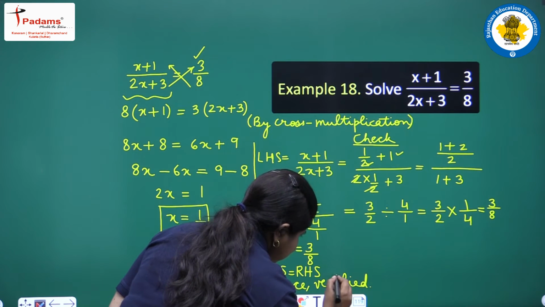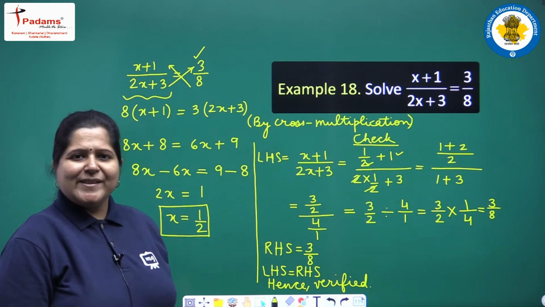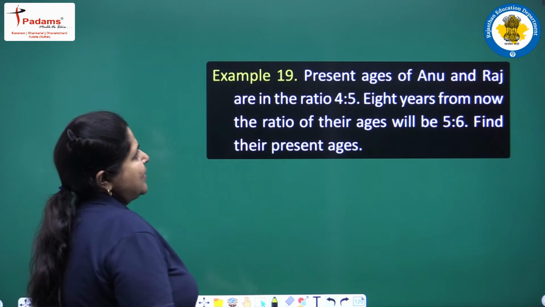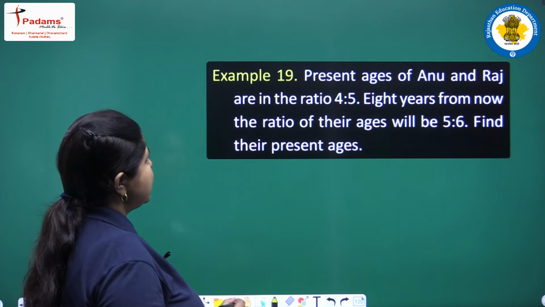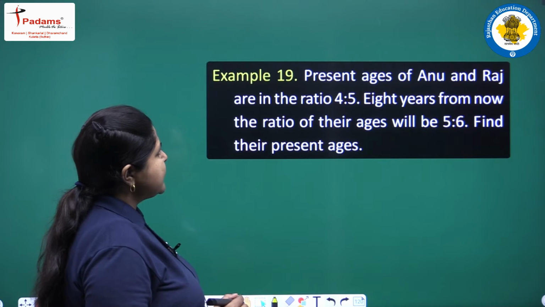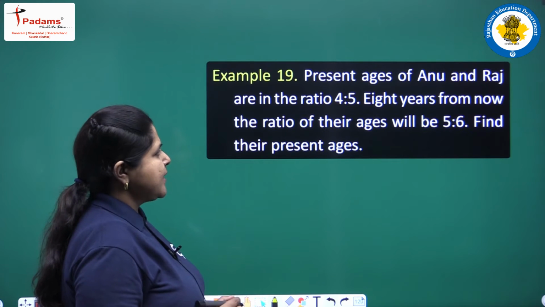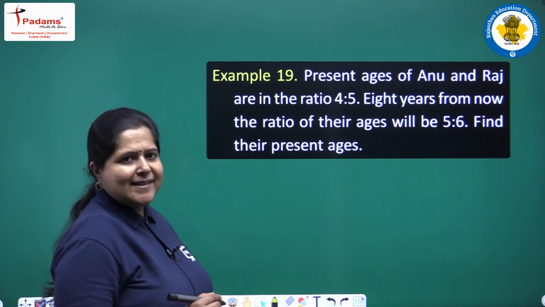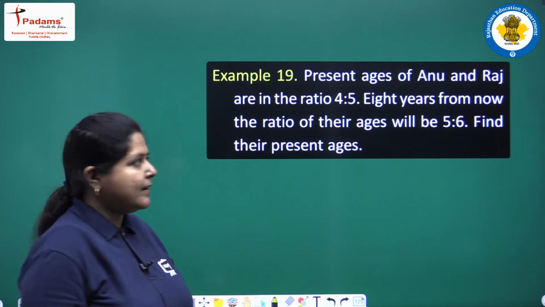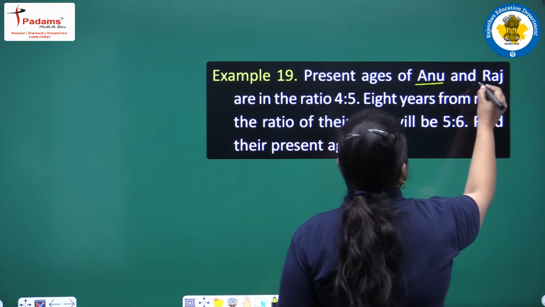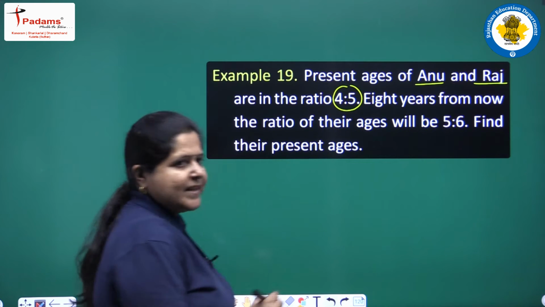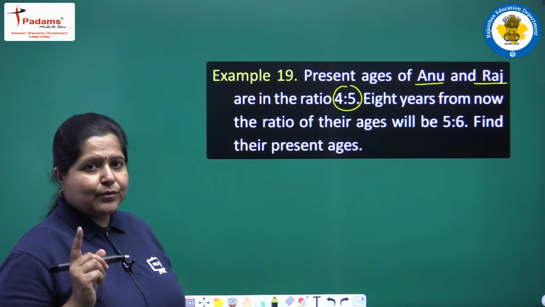So this was example 18. We move on to example 19. Present ages of Anu and Raj are in the ratio 4:5. 8 years from now, the ratio of their ages will be 5:6. Find their present ages. Again, this is a question of age and two people are there, Anu and Raj, and their ratio of present age is given to be 4:5.